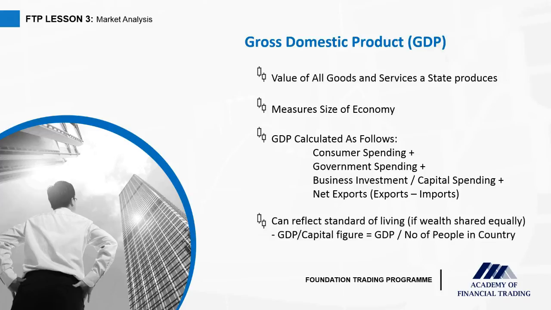So GDP is essentially a very crude way of reflecting on the standard of living of each country, through your GDP per capita figure, which is essentially your GDP divided by the number of people in a country. It's a crude method, but very useful if you're looking to compare country by country.